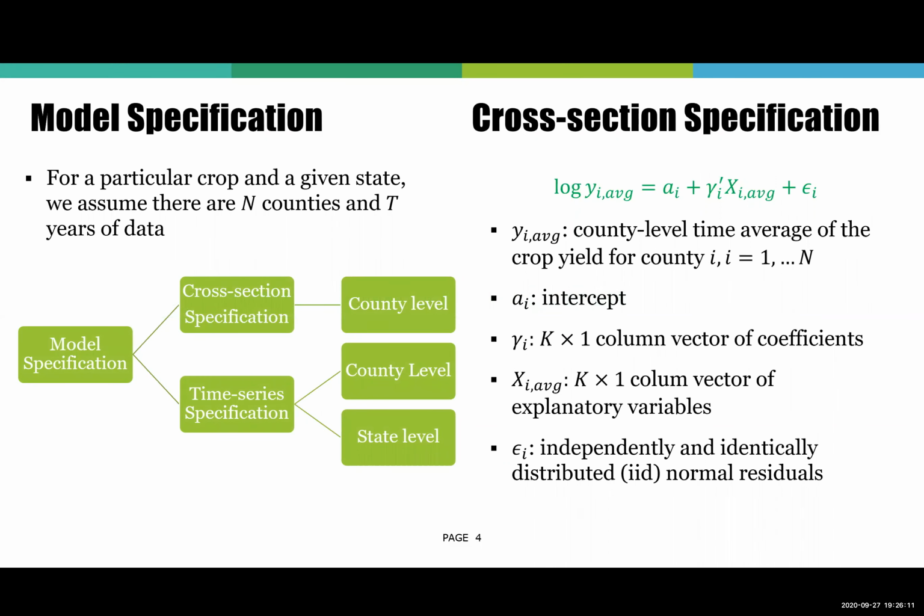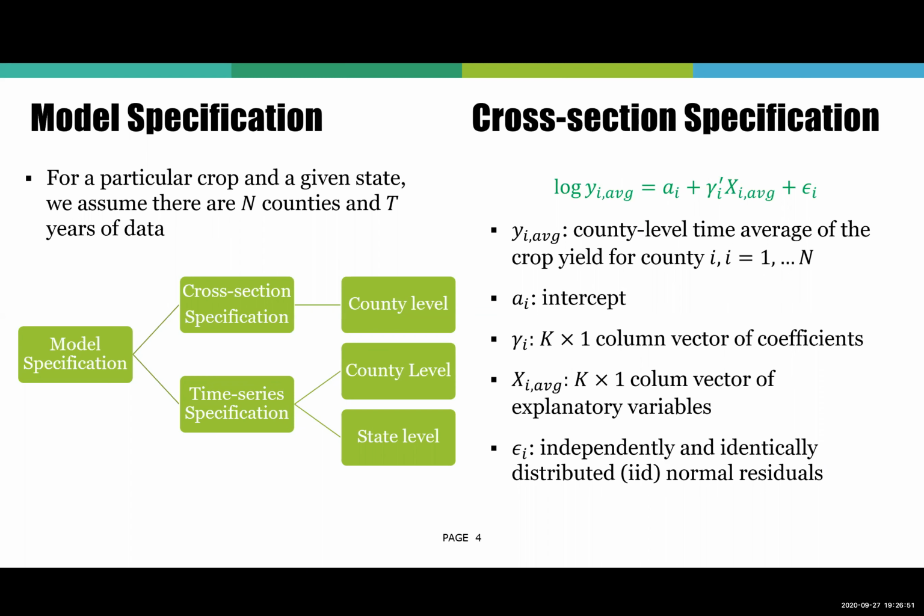Suppose a given state has N counties and T years of yield data on a particular crop. Our objective is to propose an effective yield forecasting model for this crop. Various model specifications for forecasting crop yields have been proposed in the literature. In this paper, we consider two types of model specifications: the cross-section specification and time series specification. The cross-section specification studies the average relationship between the crop yields and the explanatory variable across multiple locations.